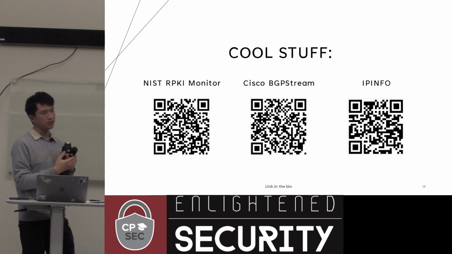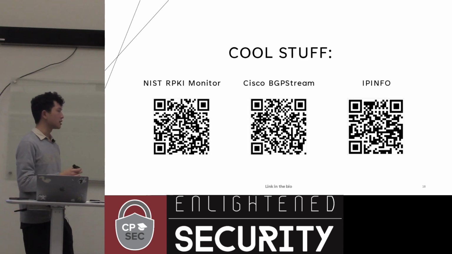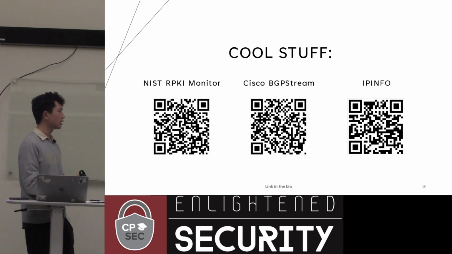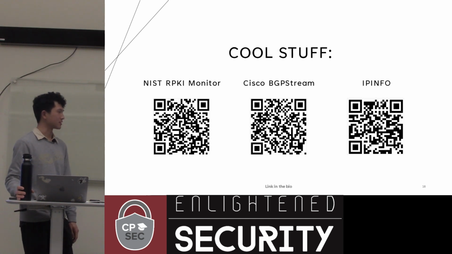Cisco BGP Stream, you can look at routing incidents or suspected attacks. They document those, and so you can see a network simulation of those attacks going on if you want to look at those. And it's not in real time, but you can look at events that are from a couple of days ago and see what's going on. So that's kind of cool.